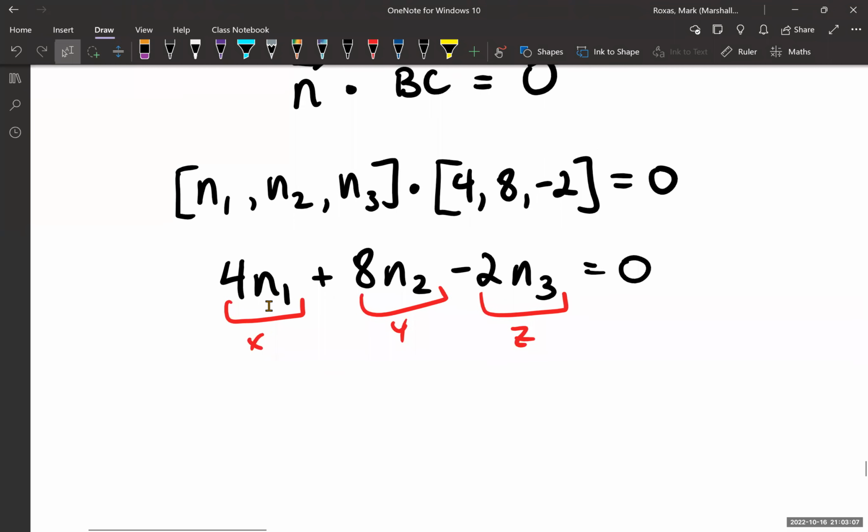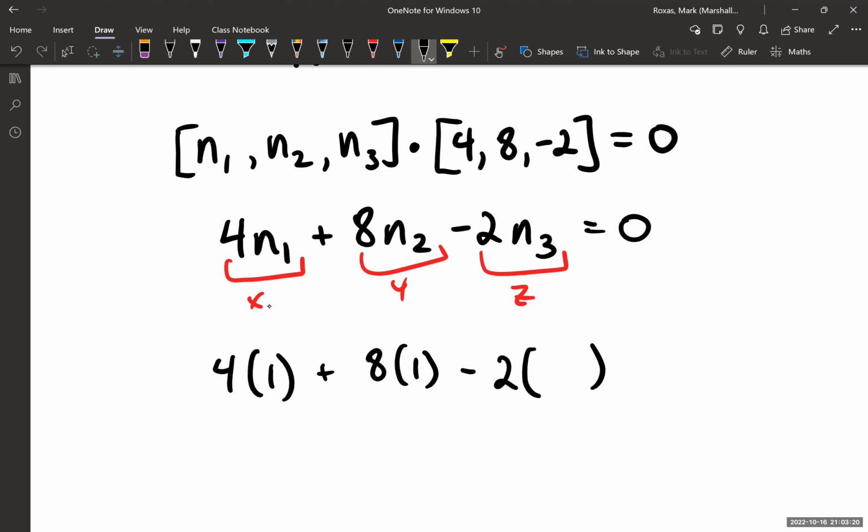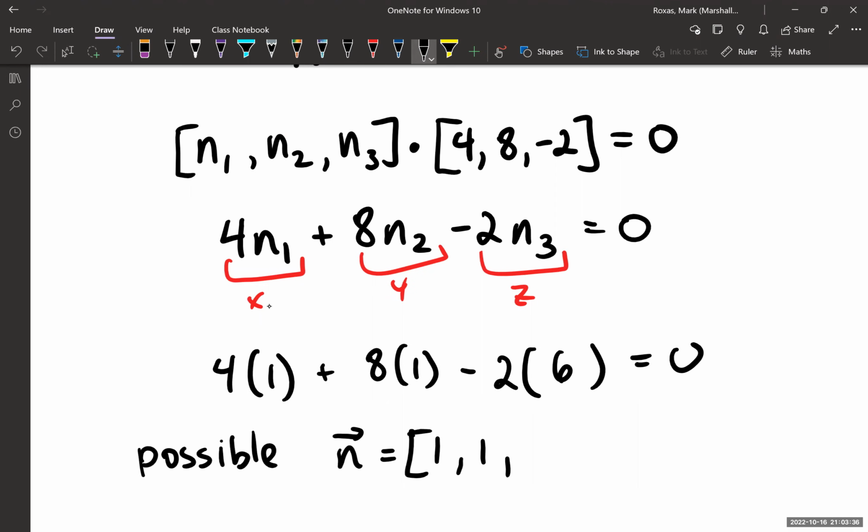So I could put numbers such as, let's see, 4 times 1 plus 8 times 1. That makes 12, right? Minus 2 times what number makes 12? Well, if I put 6, minus 2 times 6 is 12. That will give me 0. So one possible vector for n would be 1, 1, 6, and then I would have a vector that's perpendicular to BC.